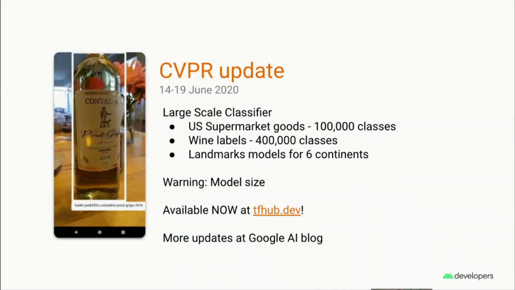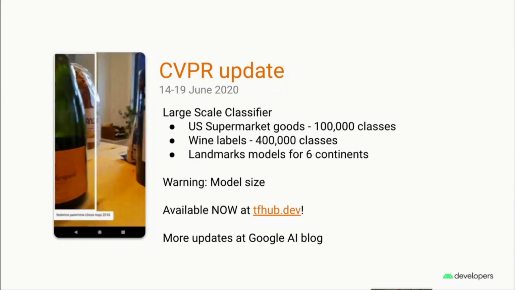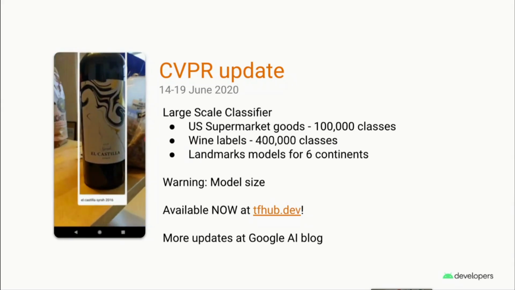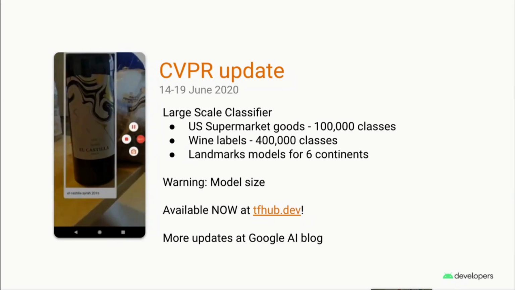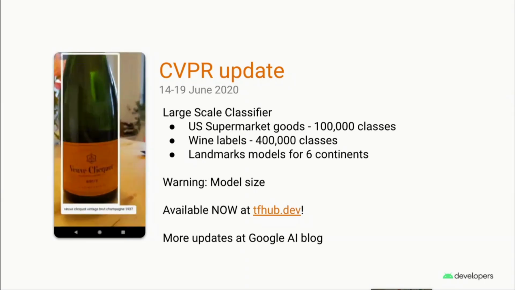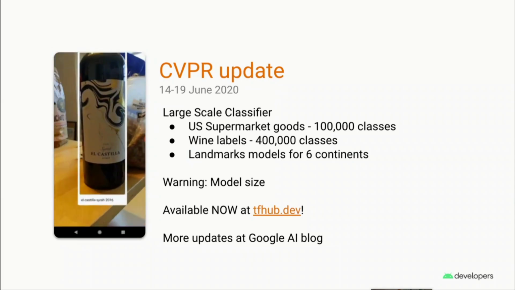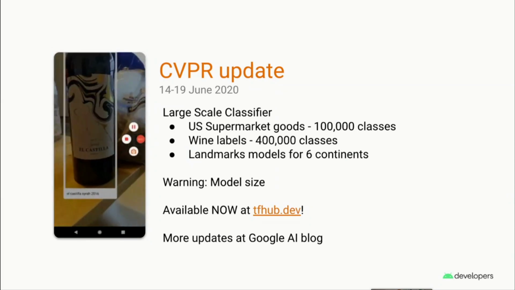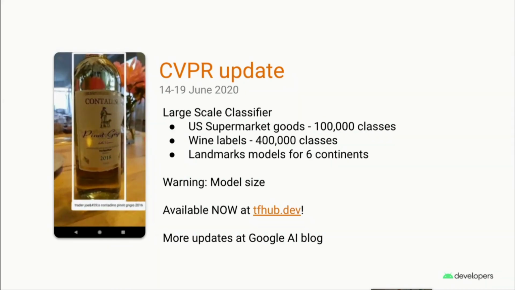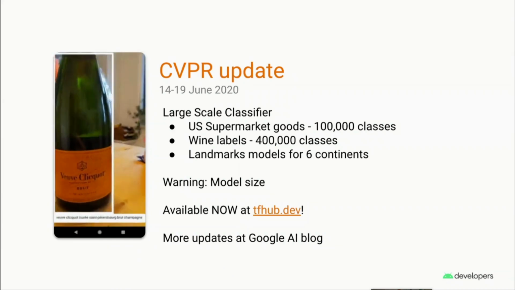For wine labels, similar, even more, 400,000 different classes. We've also got landmark models for 6 different continents. And for each continent, we have close to 100,000 different landmarks classified. The only health warning here is the model size. If you look at the US supermarket goods, that's about 40 megabytes in terms of size. For the wine label, that's about 140 megabytes.